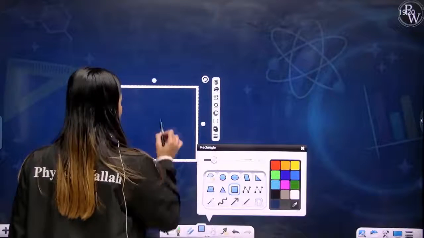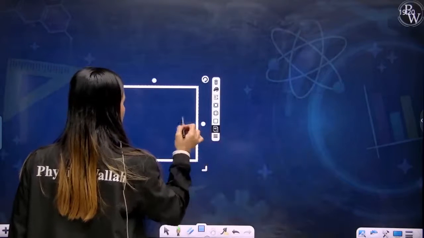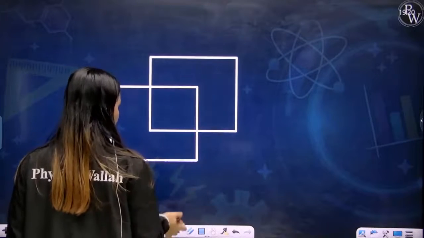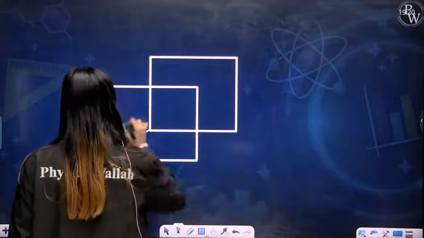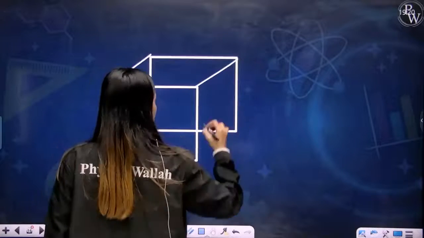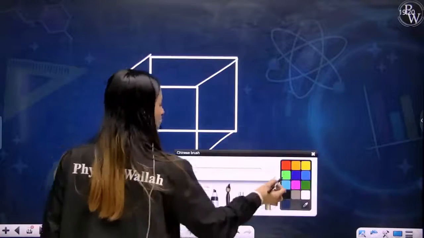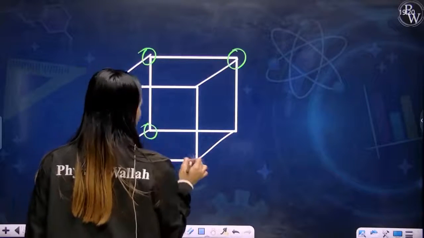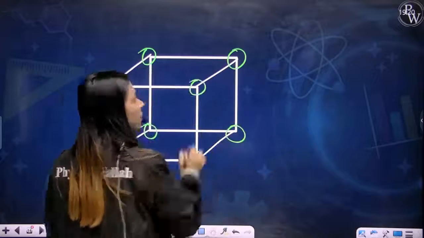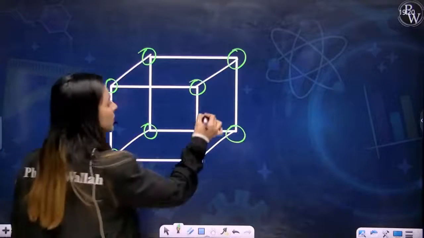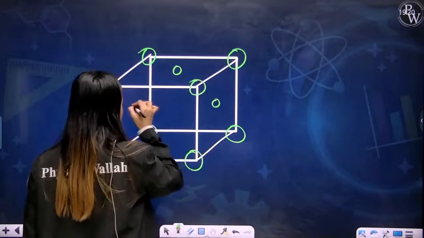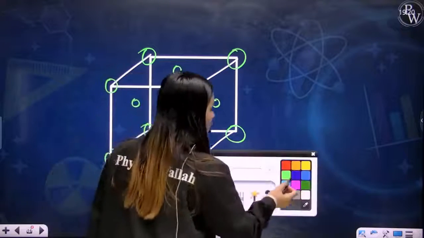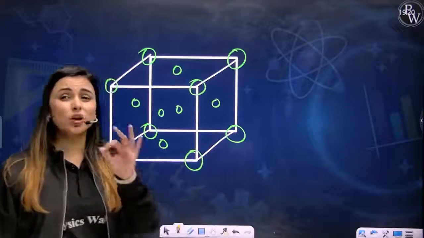I had actually made you understand this before also, my dear students, that when you have a unit cell, something like this, your atoms would be present here, here, and here, right? Yes. Also, they will be present at the face centers. One back and one front. Right? Yeah. So now, my dear students, which is the closest distance?